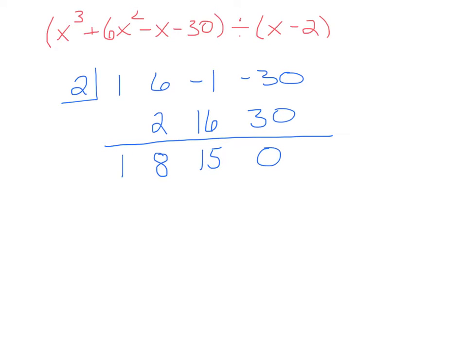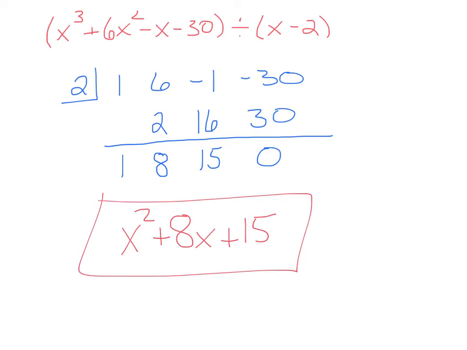And what you're going to do is take the first coefficient and write it with 1 less degree. Okay, so this is going to be 1x squared, right? 1 less than 3. And now we're going to say plus 8x plus 15. Okay, so just remember when you're rewriting it, you start with 1 less degree than you did in your dividend.